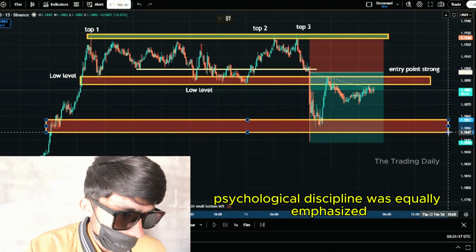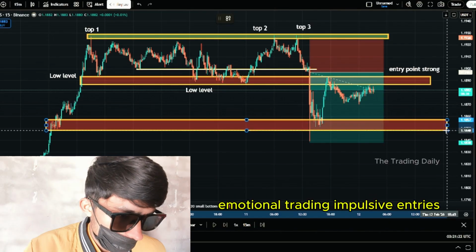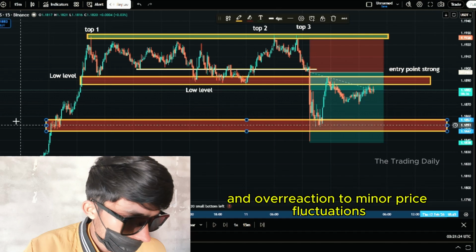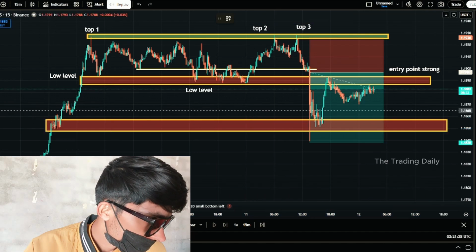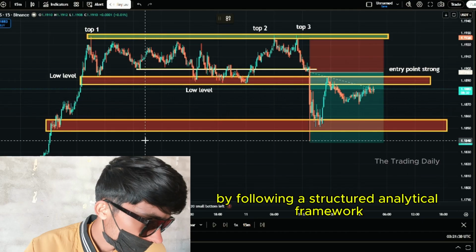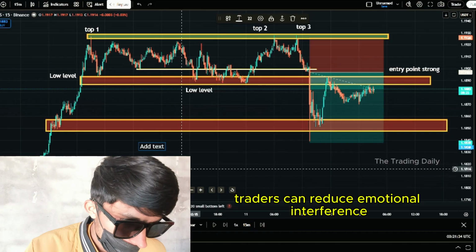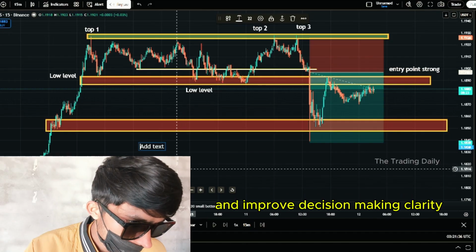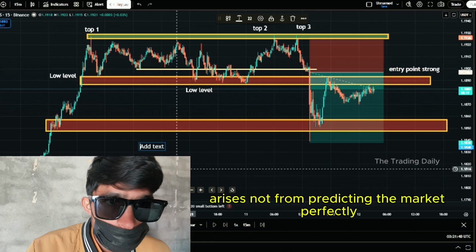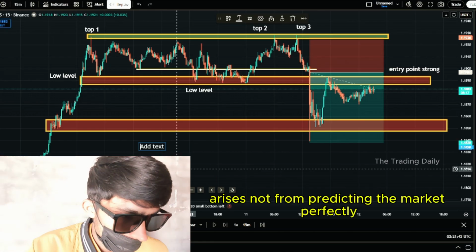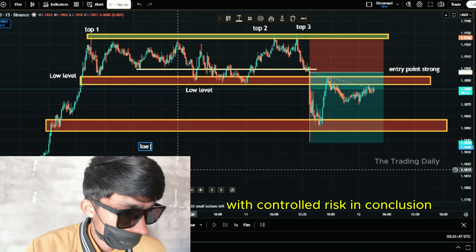Psychological discipline was equally emphasized. Emotional trading, impulsive entries, and overreaction to minor price fluctuations often lead to inconsistency. By following a structured analytical framework grounded in observable price behavior, traders can reduce emotional interference and improve decision-making clarity. Consistency arises not from predicting the market perfectly, but from executing a repeatable process with controlled risk.